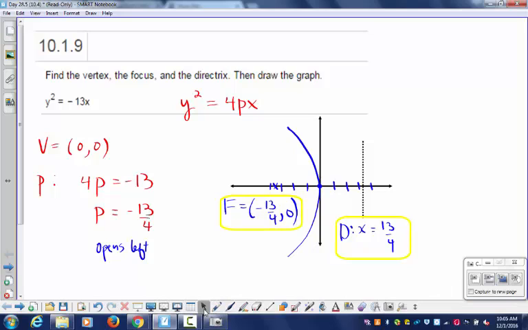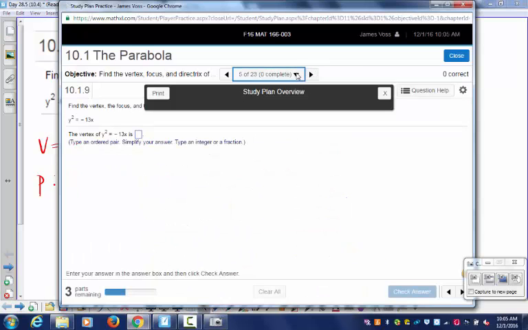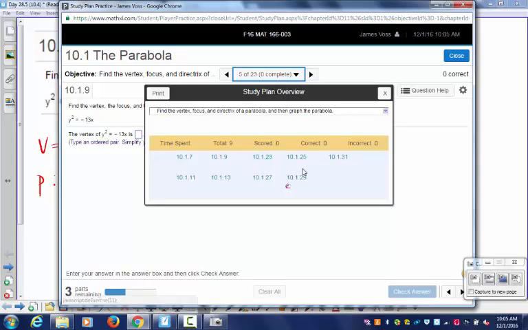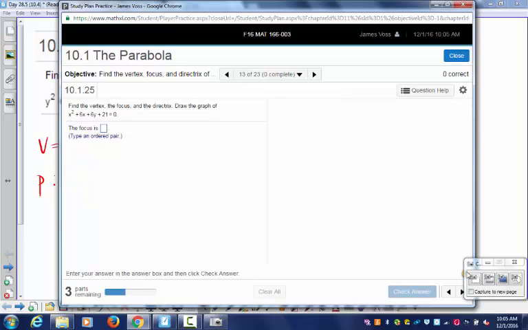Right. So there's one centered at the origin. Not too bad. Let's do one that's a little more complicated. Let's find another one. Let's go a little deeper into the parabola section. Try this one, see how it goes.